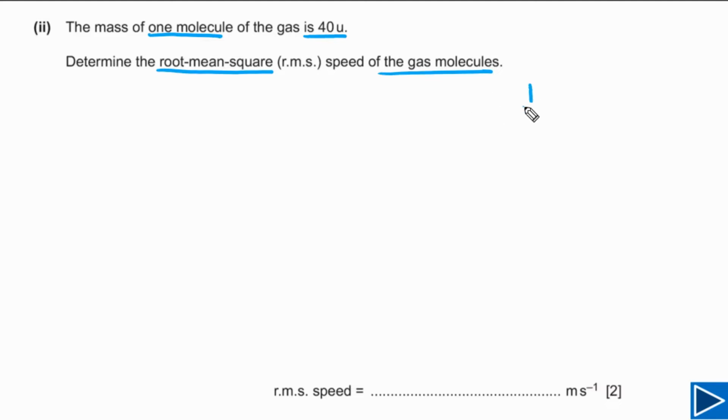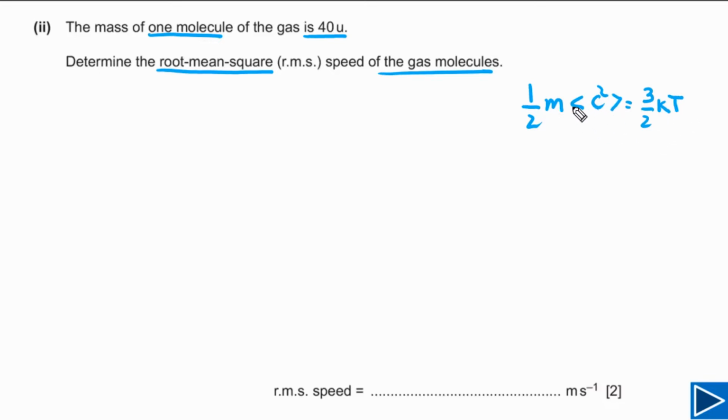The average translational kinetic energy of gas molecules is equal to 1/2 m times the mean square speed. So this is the mean square speed. This is how you need to write it down. And this is equal to 3 by 2 kT, where k is the Boltzmann constant, and the temperature has to be in kelvins. Very important: you have to use temperature in kelvins.